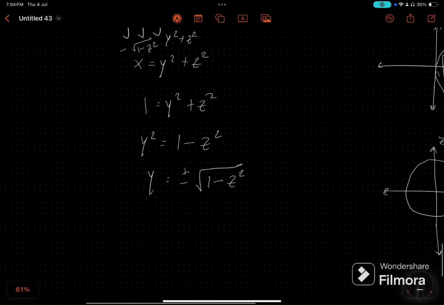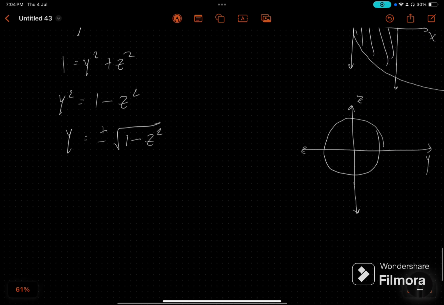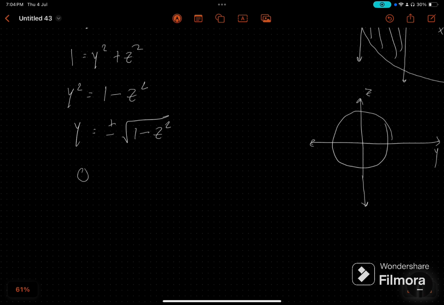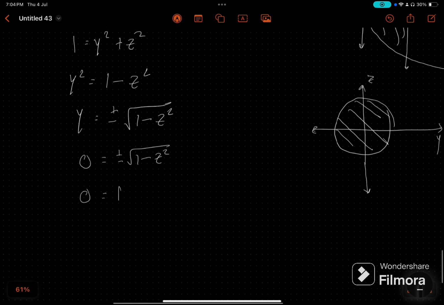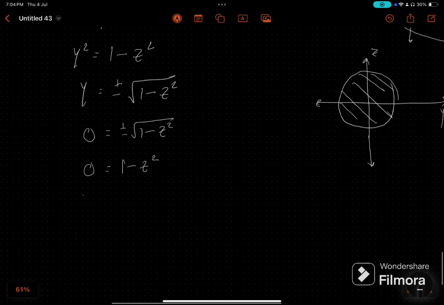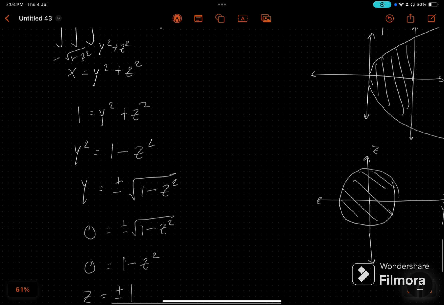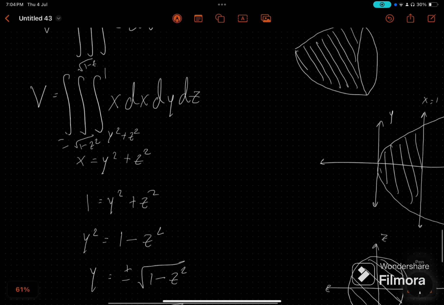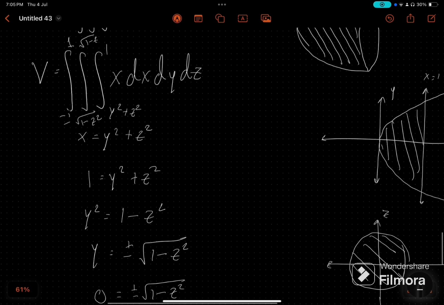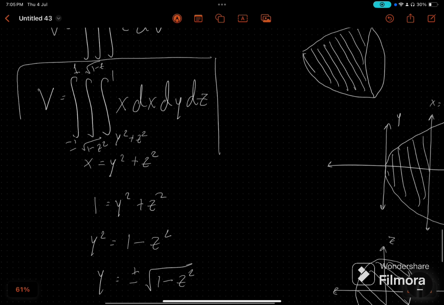And finally, for our z, if we let y equal to 0, we have plus minus square root of 1 minus z squared. It's our circle. So 0 equals 1 minus z squared, and z is just plus minus 1. And so here we have minus 1 up to plus 1. And that is our volume. Indeed.